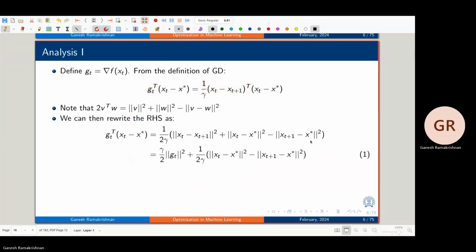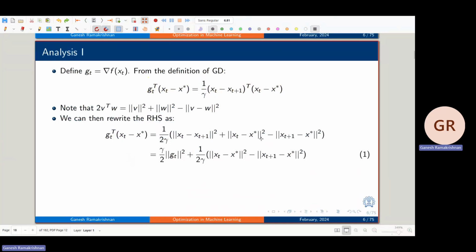So far, so good, right? Then I can rewrite this entire right-hand side expression. I'm rewriting XT minus XT plus 1 transpose times XT minus X star. I have written it down here. A little bit of hard work, but after the hard work, you'll find that some expressions are turning out to be again GT. And then you get 1 upon gamma because of substitution. GT is 1 upon gamma times XT minus XT plus 1, which is the same as V. On the right-hand side, I explicitly write everything in terms of XT minus XT plus 1.